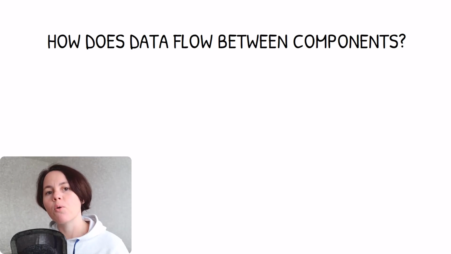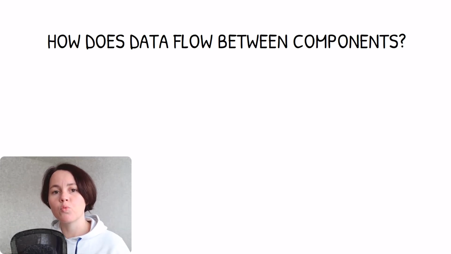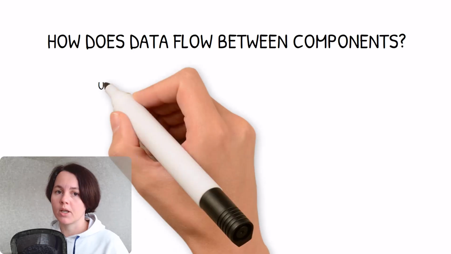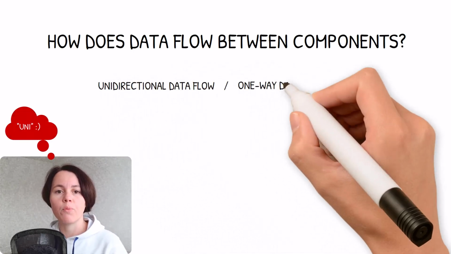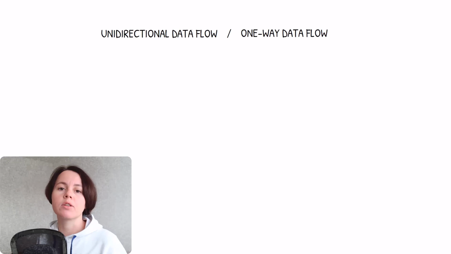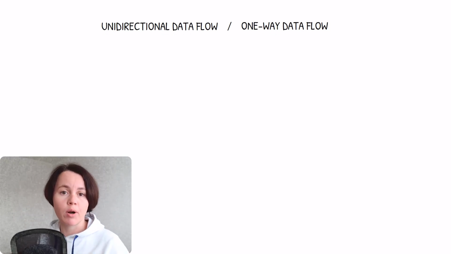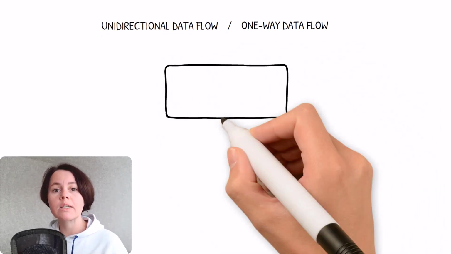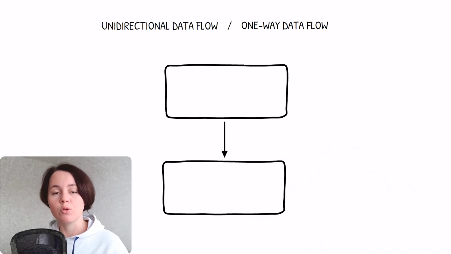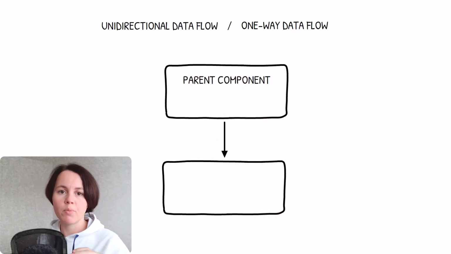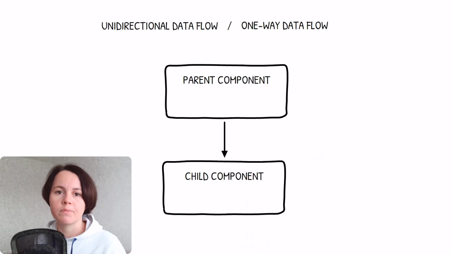Talking about data flow in a React application, there is one crucial term we should remember: unidirectional, or one-way, data flow, meaning exactly what it says.